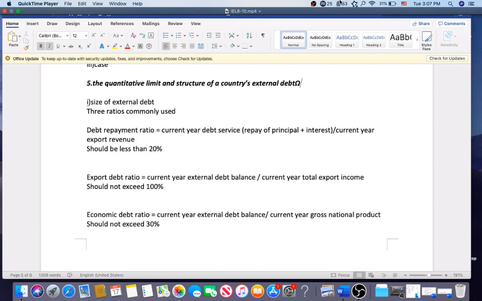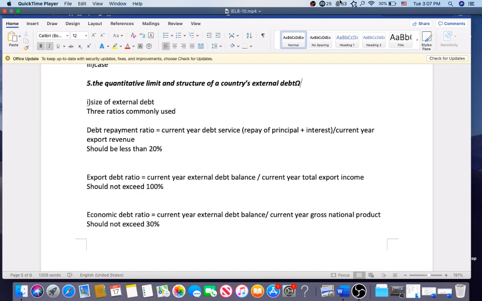First is the demand for foreign exchange funds for a country's economic development. The next is the economy's ability to bear external debts. And third is the international capital market supply and demand conditions. And lastly is the economic efficiency of the usage of this foreign debt.